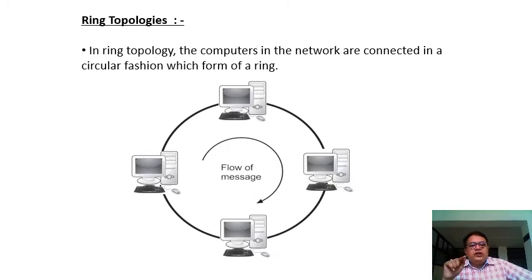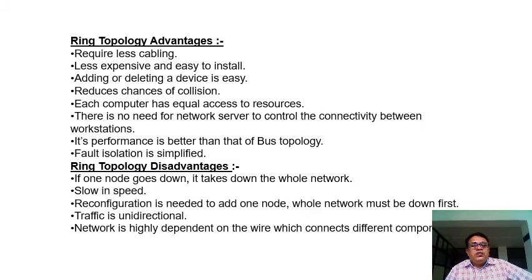In the ring topology, what is shown in the figure is very simple. All computers are connected in the form of a ring, and in the figure we have also shown the flow of messages. Nowadays nobody is using the ring topology either. Naturally, there are certain advantages and disadvantages. In the advantages, it requires less cabling, is less expensive, and adding or deleting a device is easy. It also reduces the chances of collision, because in a ring topology at a time only one user is going to transmit data. So obviously there is no collision of the data.